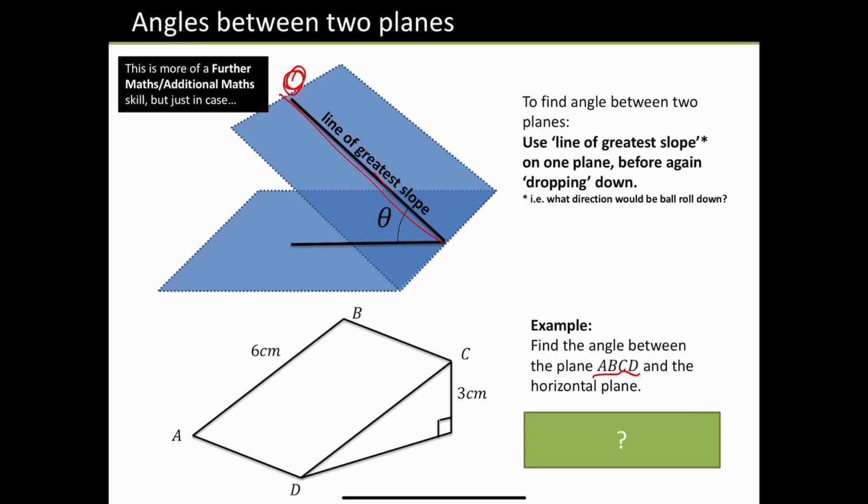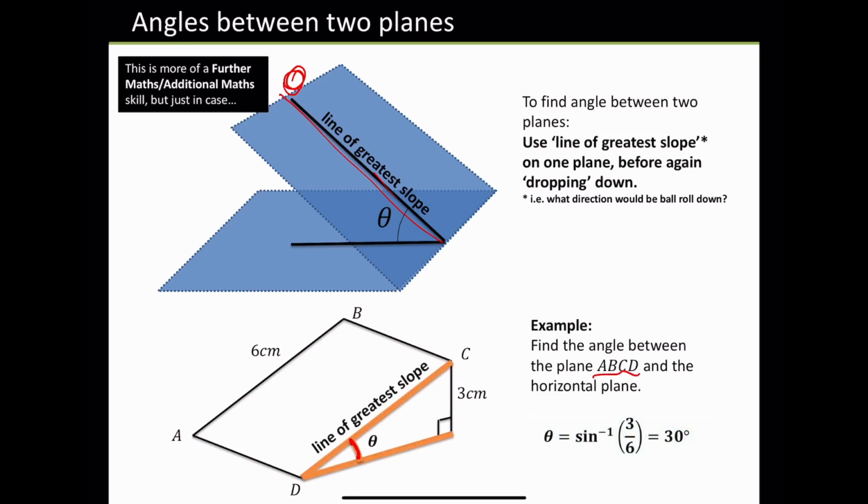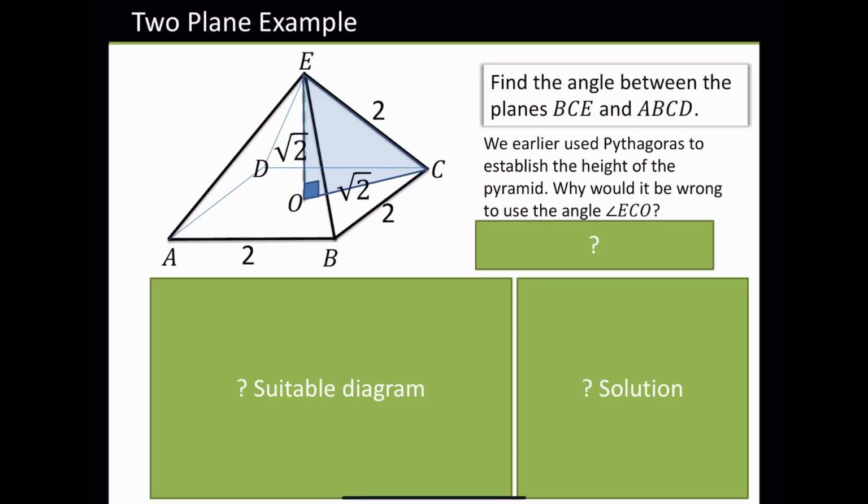So where would you actually think that angle would be? You'd have to find out. Well, that would simply be this one here, because that is the angle of the slope. So find the angles between the planes BCE and ABCD.